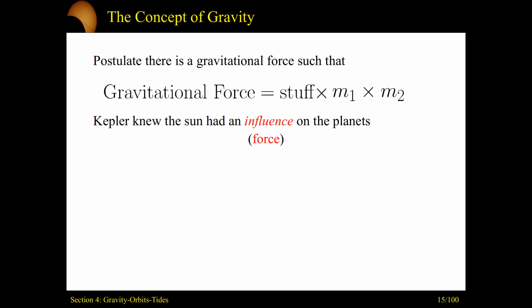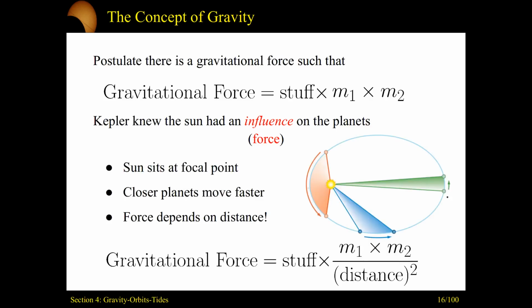Continue on. Kepler knew that the sun had an influence on the planets. What Kepler called influence, Newton formalized as a force. And remember, how did Kepler get to his concept of influence? How did he know it was there? Well, remember his laws. The sun sits at a focal point. The closer you are to the sun, the faster you have to move. You swing by rapidly when you're close. And when the planet's far away, you have to slow down. That influence decreases based on distance.